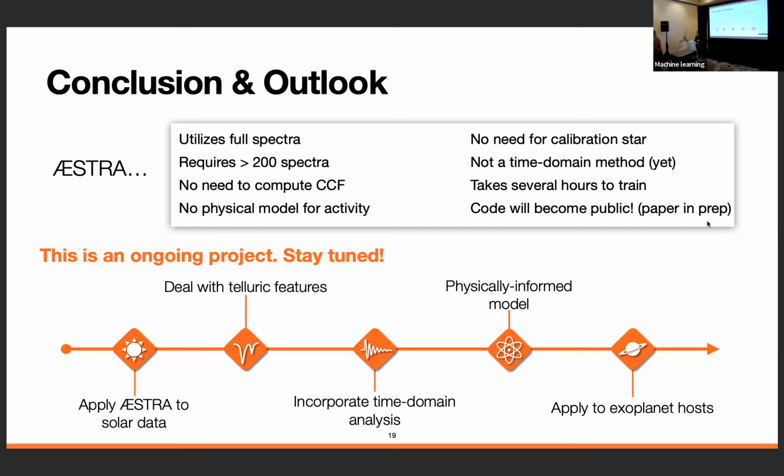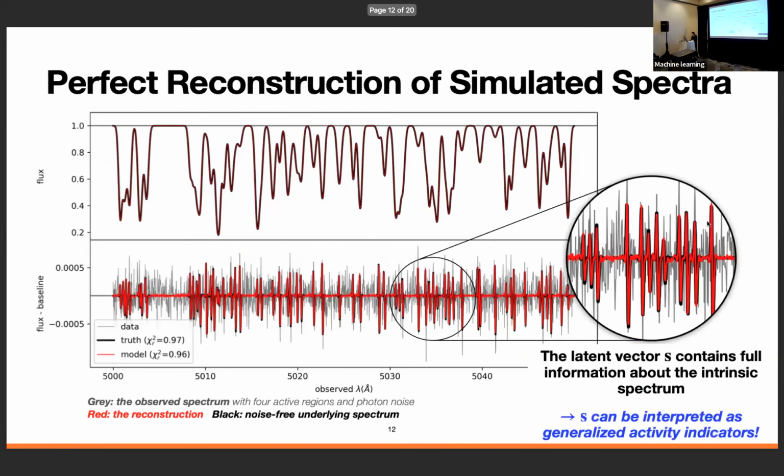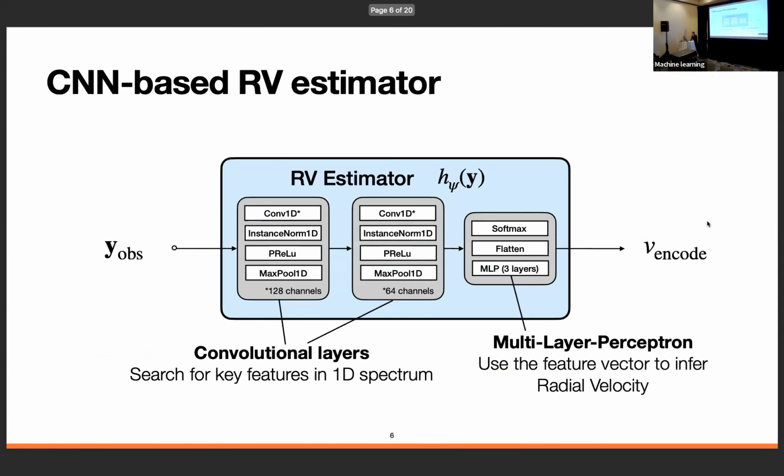One more question, Alex? I'm just curious how you pick the number of latent space layers at the center of the autoencoder, and also how you think that might change when you go to solar data or exoplanet hosts.